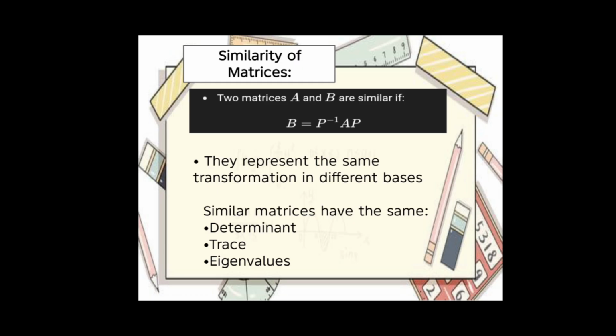Similarity of matrices. Two matrices A and B are similar if B is equal to the inverse of P times AP. They represent the same transformation in different bases. Similar matrices have the same determinant, trace, and eigenvalues.